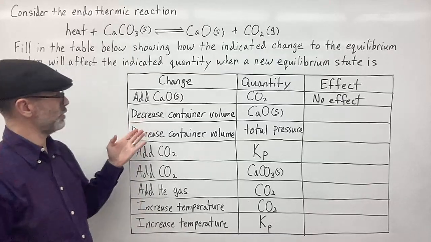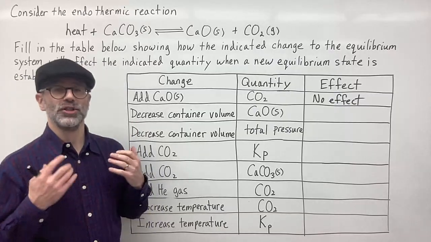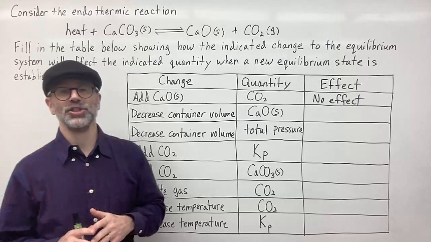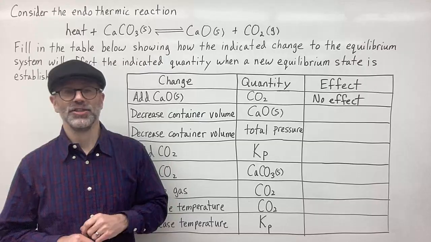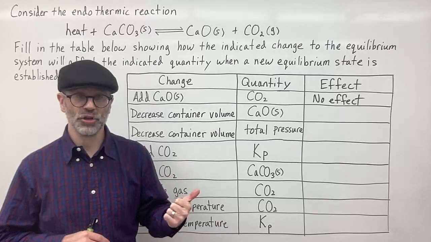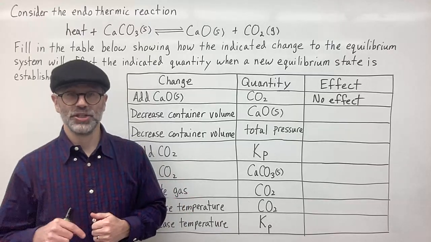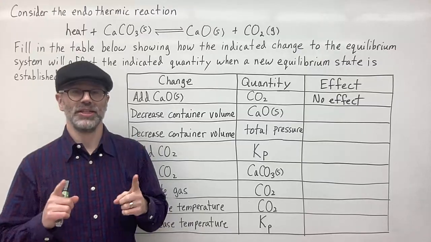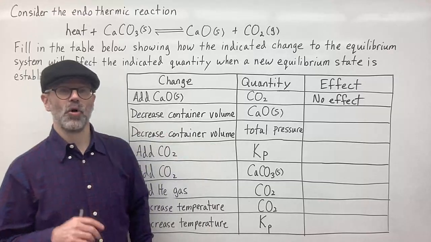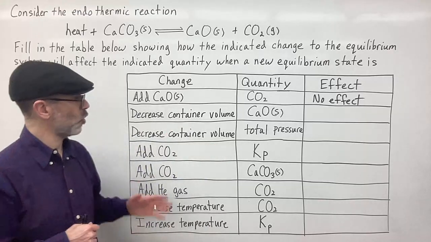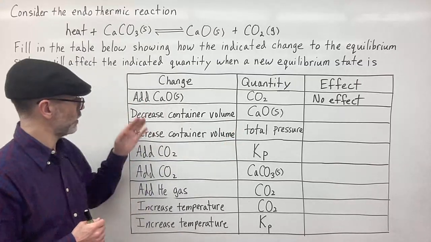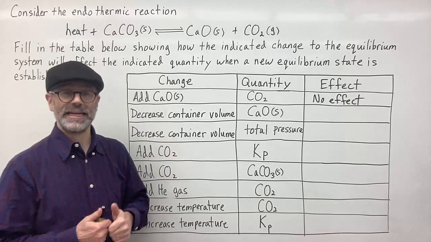So here we're going to decrease container volume. When you're talking about changing the volume of a container, you have to keep in mind the relationship between volume and pressure. If you remember Boyle's law, if you increase the volume, then you decrease the pressure. So volume and pressure are inversely related to each other. In this case, we're decreasing the volume. Therefore, pressure is going to increase. So we're increasing the pressure. That is the change we're making, right? So we decrease the volume of the container. That's going to increase pressure.